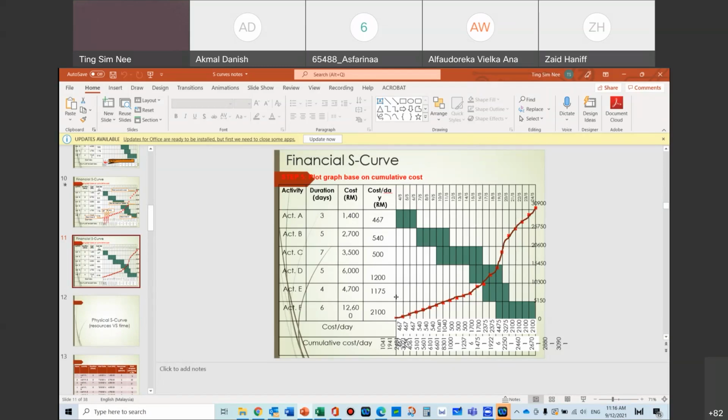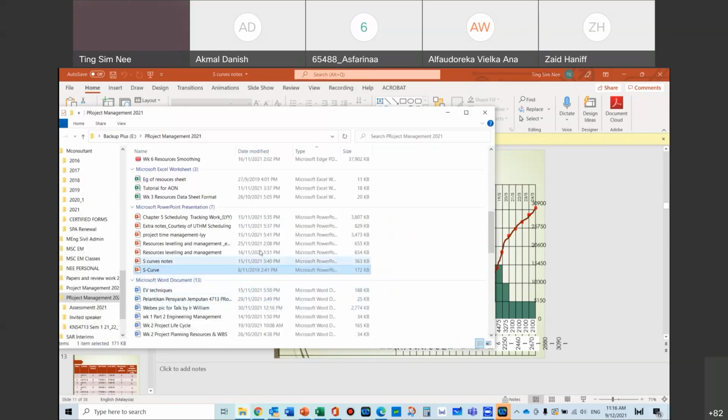Before I move into talking about the physical S curve, I want to finish talking about financial management first. So with this, in what we call the EV technique, let me check, do I have a note for EV?